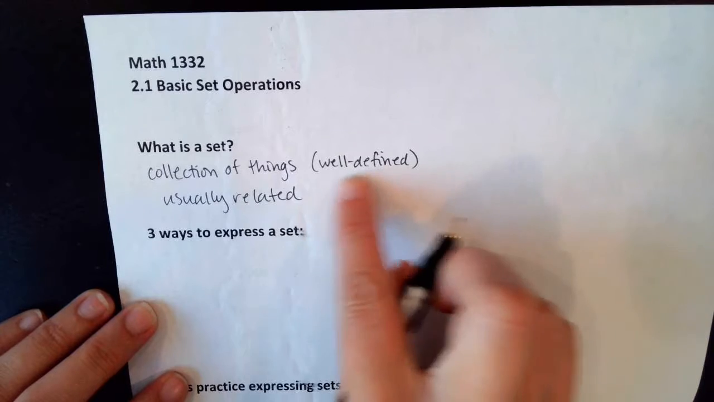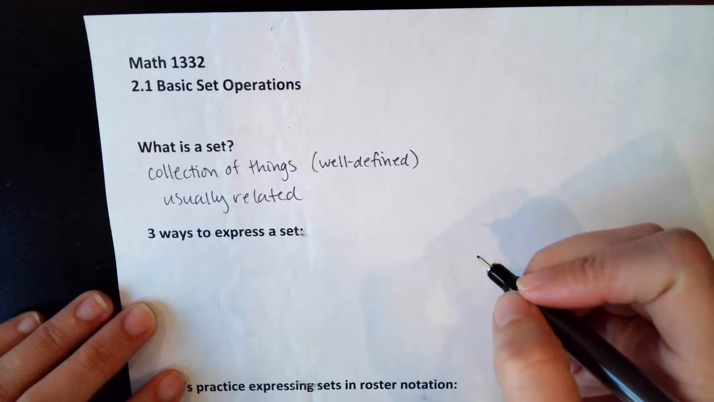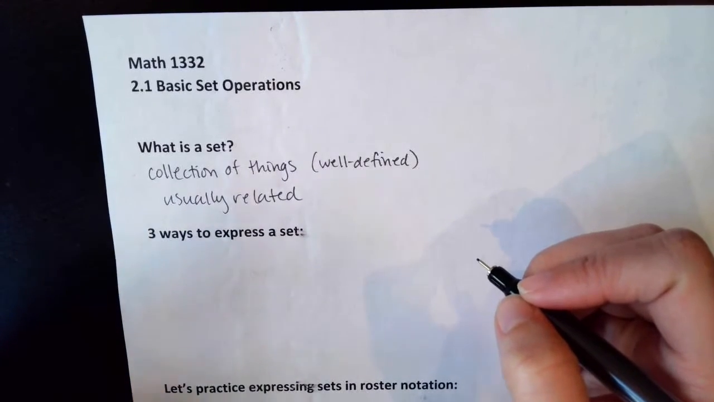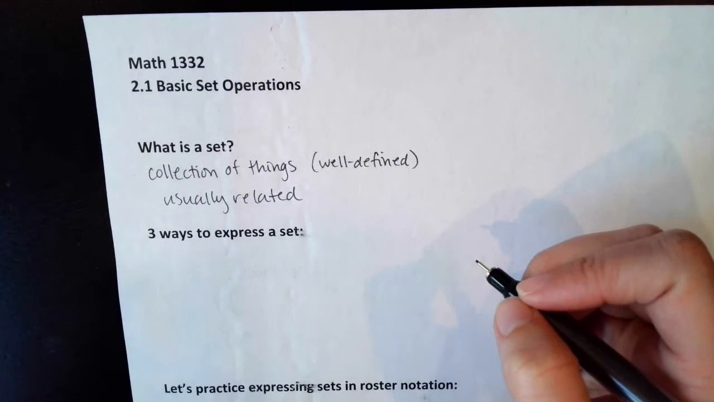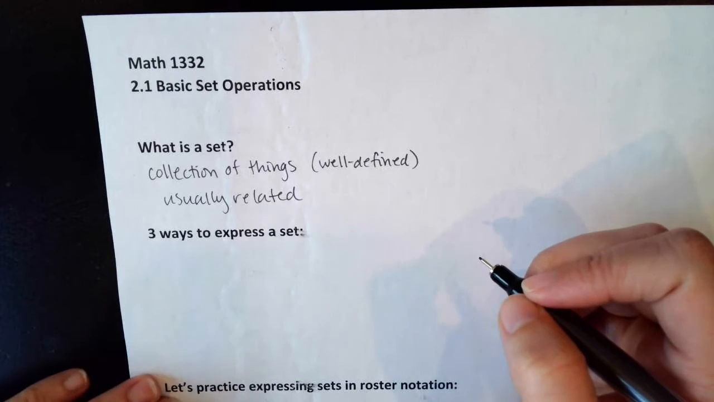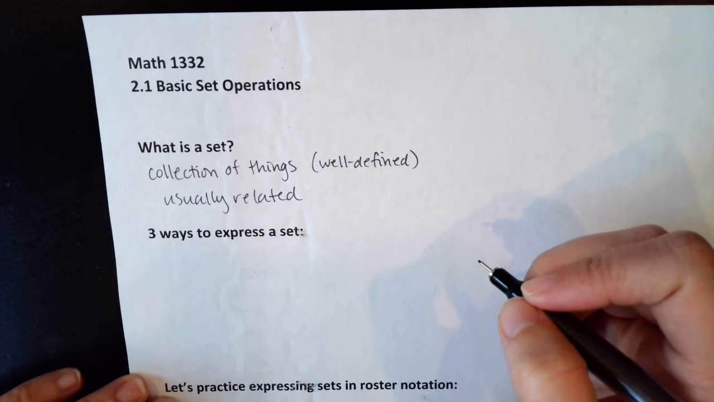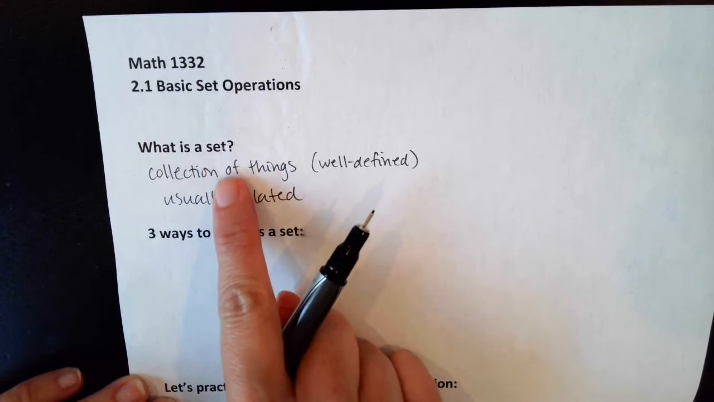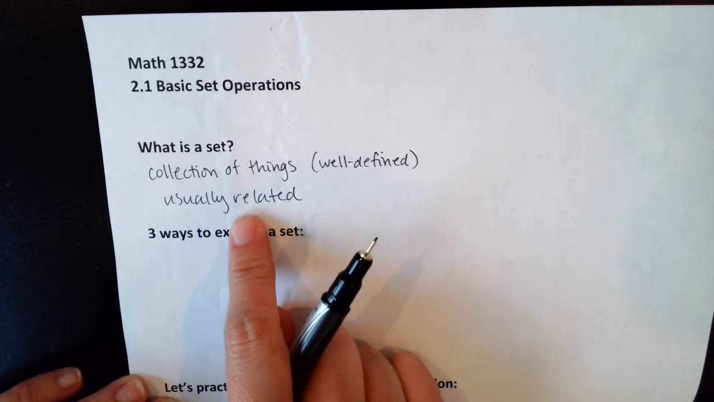Something that's not well defined is something that usually has an opinion. Like if I asked you, what is a set of good books to read? You might tell me some books that you think are good, but it's not well defined because your definition of good is different from someone else's. So if you see an opinion in there, like good or bad or old or young, that's not well defined. So you need to think about a set as just a collection of things that are usually related to each other.